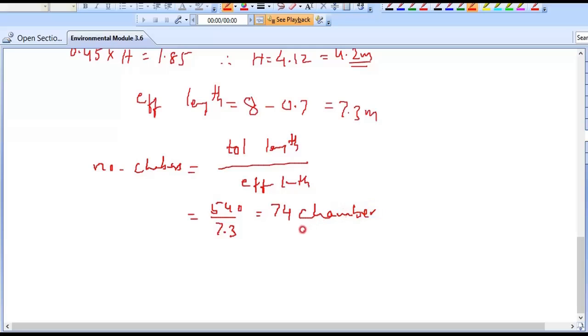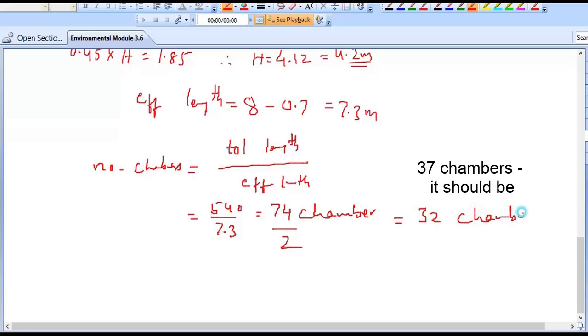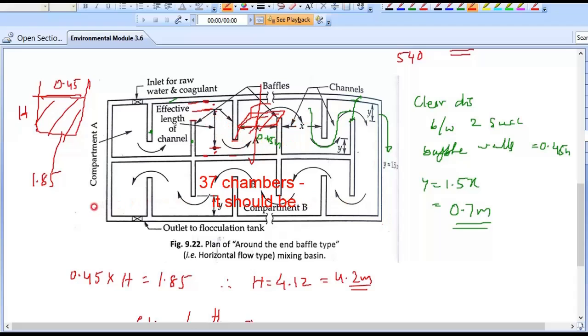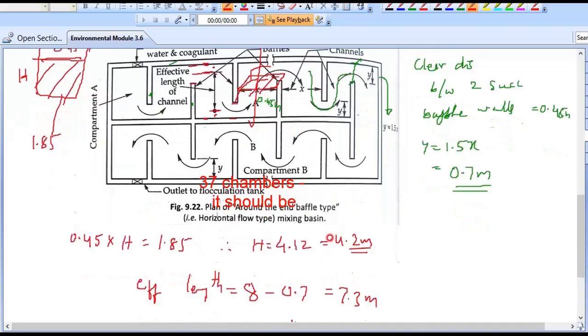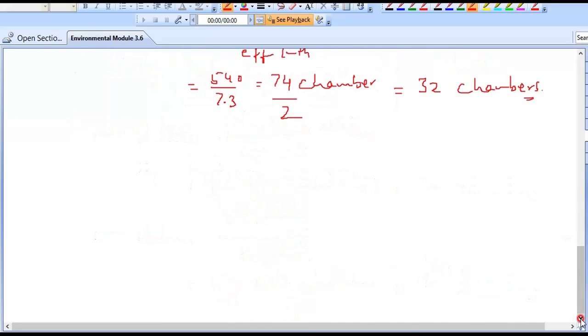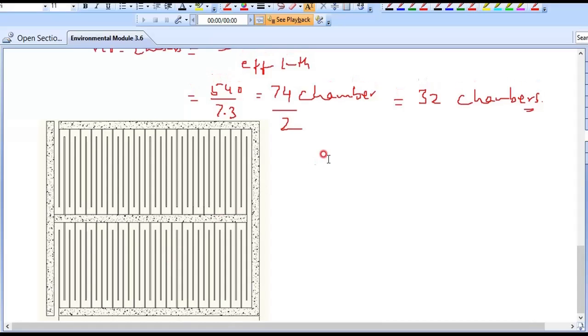Then they said that 2 compartments we need to do, therefore each compartment will be having 37 chambers. From here to here 37 chambers, and from here to here 37 chambers. Okay, 74 chambers will be there. Then what is the total length of the tank? Now you can determine the total length of the tank. You can see this figure.